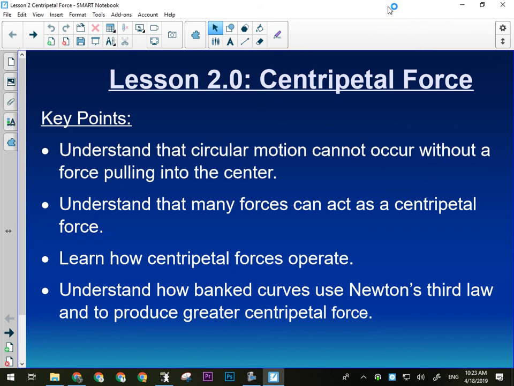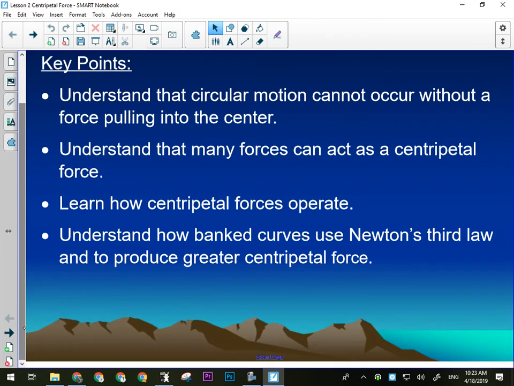Okay, so obviously we already know that something can't move in a circle without a force pulling it towards the center, because that causes the centripetal acceleration, that causes the change in direction. She swallowed the spider to catch the fly, and yeah, okay, one thing causes the other. All right. We need to understand that lots of forces can act as a centripetal force, and that's kind of the challenge in this unit.